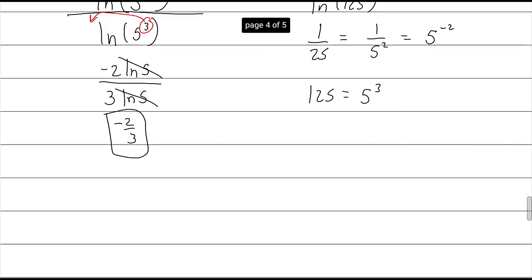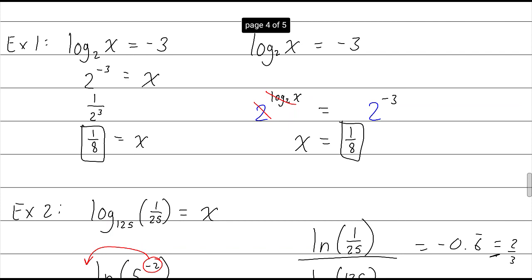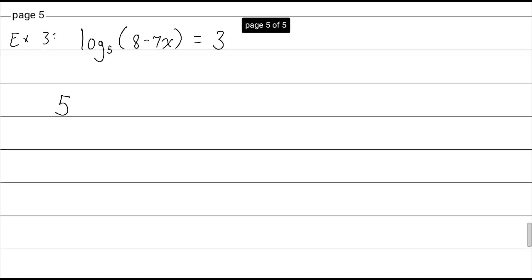Okay, third example. Log base 5 of 8 minus 7x equals 3. All right, so I'm going to use the method that I used on the right side of the first example, where I used the base of the logarithm as a base of an exponential term so I could cancel them out. That's the method I'm going to use here.